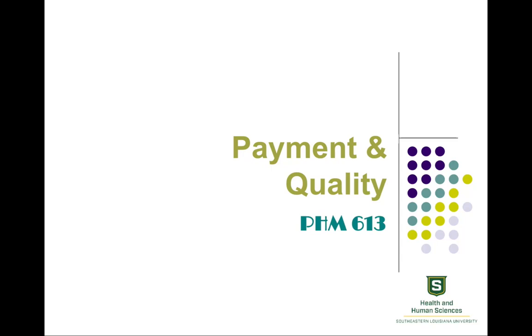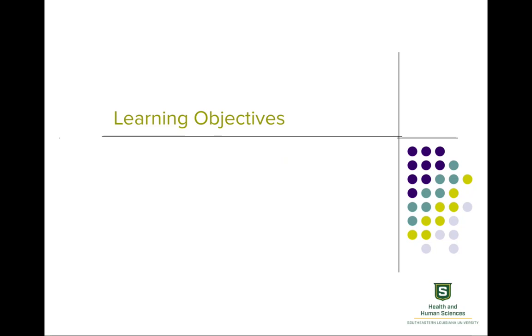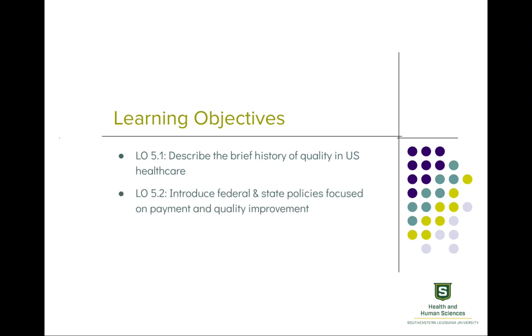For this class, we'll be discussing payment and quality. There are three learning objectives. The first is going to do a brief description of the history of quality in the US, a very brief description. Then, secondly, I'm going to introduce some state and federal policies that are related to payment and quality improvement. And then finally, I'm going to introduce the concept of pay for performance in the US healthcare system.